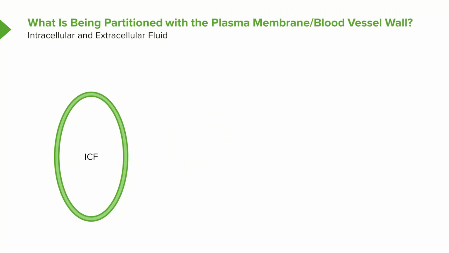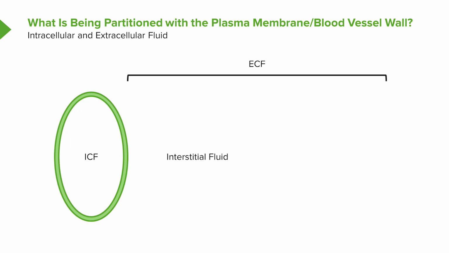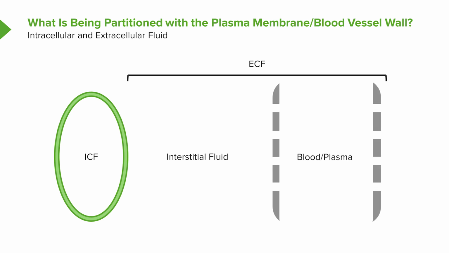Now, why are you partitioning some of these particular spaces? Well, one is that the fluid inside the cell is often very different than the fluid outside of the cell. We call the fluid within the cell intracellular fluid and the fluid outside the cell extracellular fluid. That extracellular fluid can be broken up into two different components. One is interstitial fluid and the second is what's in blood, or plasma. So how to think about those differentiations is what's inside the cell is intracellular fluid, and then everything else is outside the cell, or extracellular fluid.